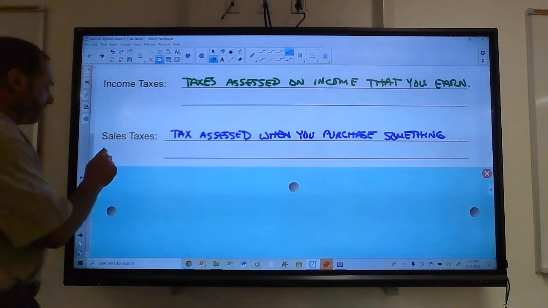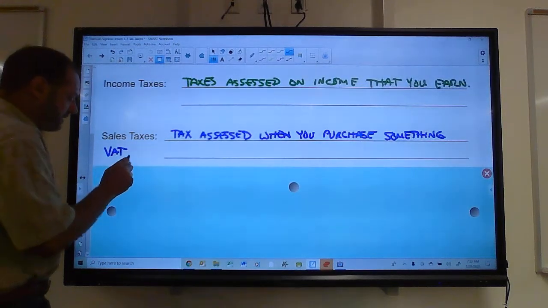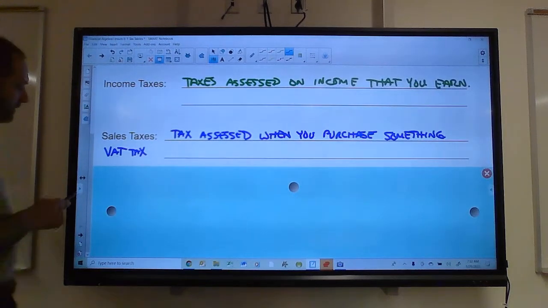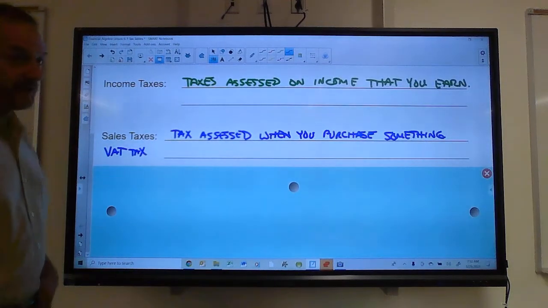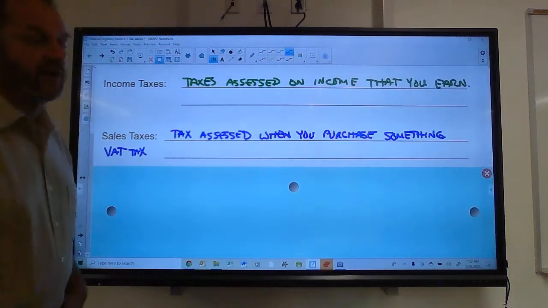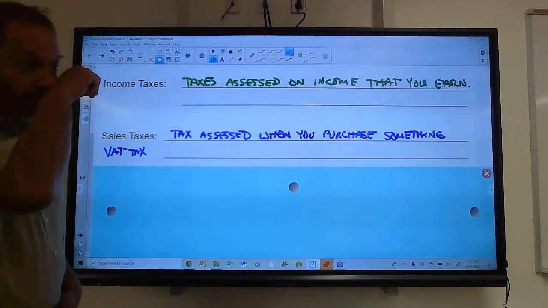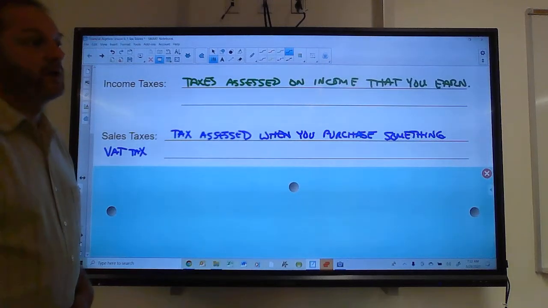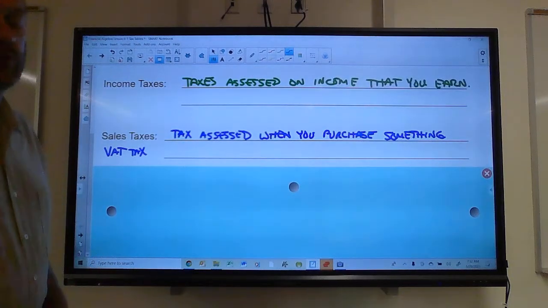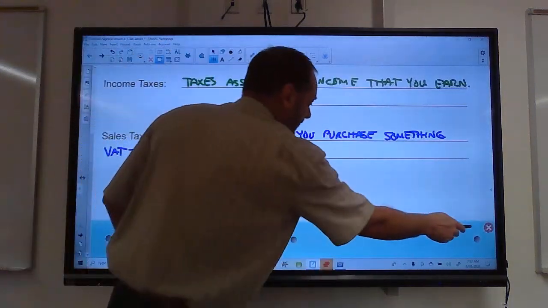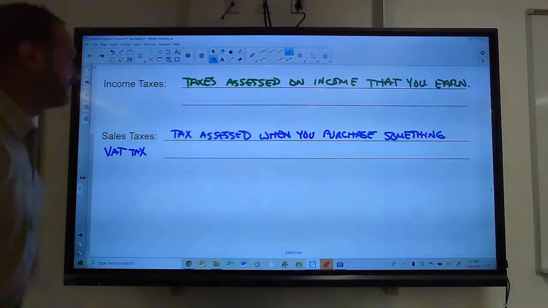Sometimes this is also called a VAT tax, or a value-added tax. Europe is really big on value-added taxes. Basically, their value-added tax is 21% on everything you purchase. Food, vehicles, clothes, everything. Furniture. Okay, so those are some of the different kinds of taxes you might see.